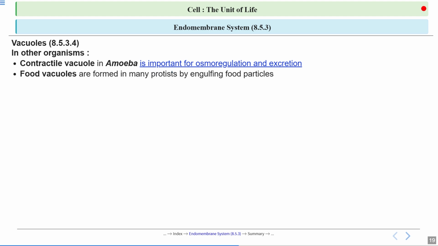Now, next is food vacuoles. They are formed in many protists by engulfing the food particles. Okay, so this food vacuole will store the food materials. Whenever they engulf the food, these food vacuoles are formed. This food is stored in these food vacuoles and then it is digested.